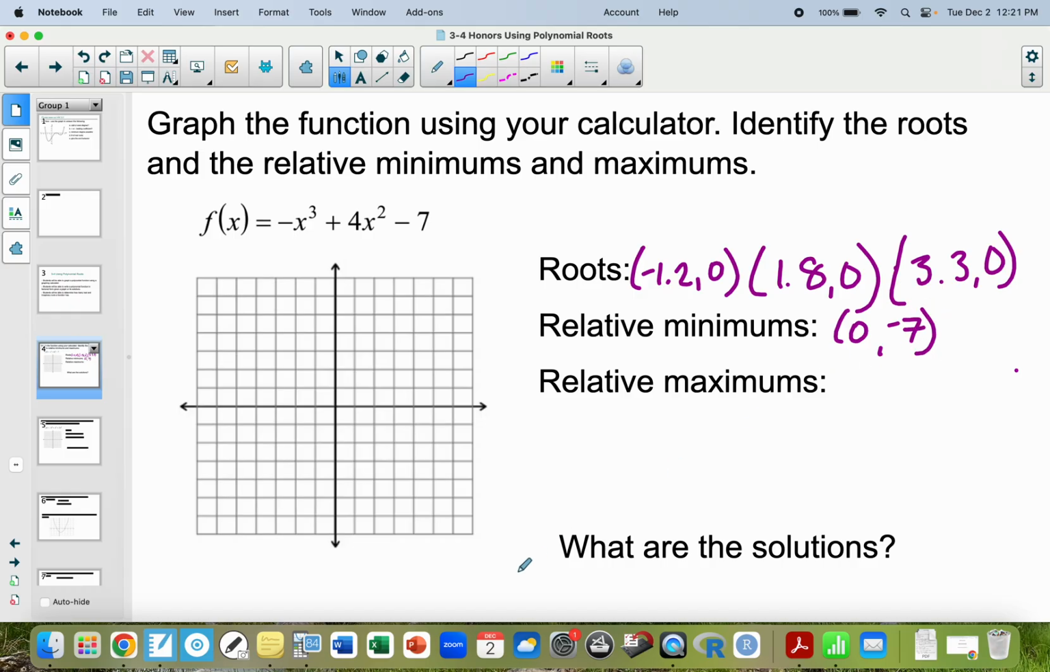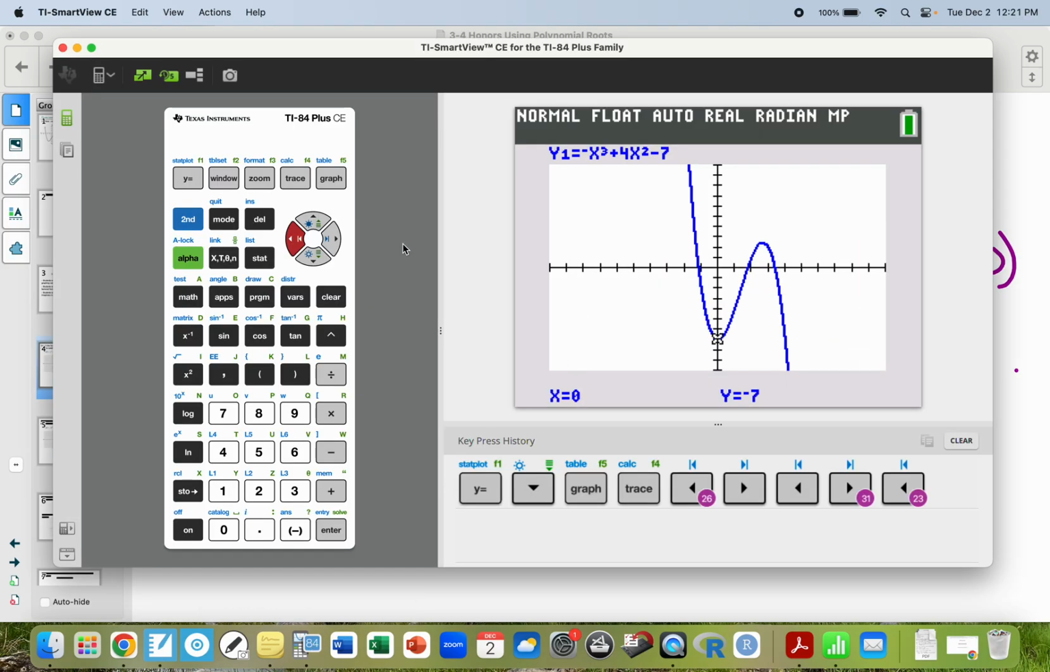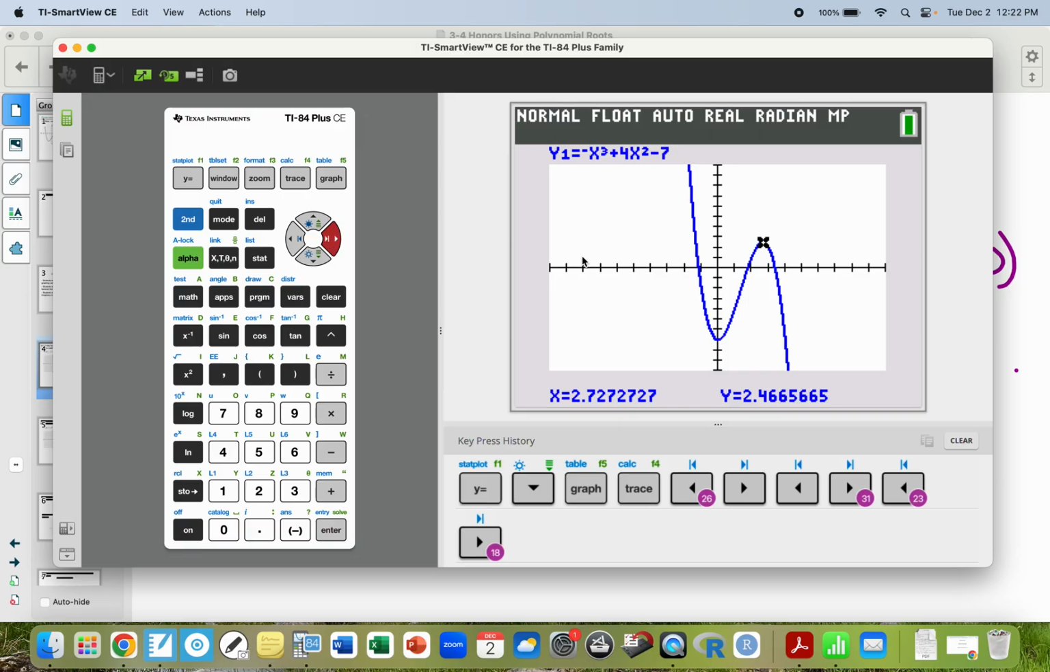And then if we go back to our graph, we have one relative maximum up here. So I'm going to move my cursor to that. And it looks like that's about our relative maximum. And so that's at about 2.7, 2.5.